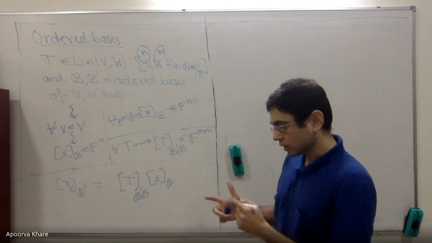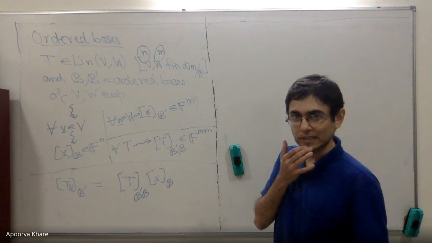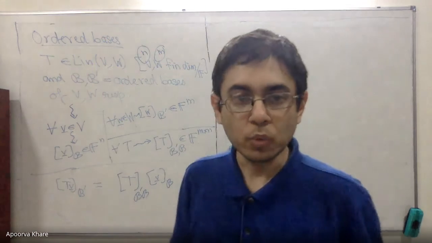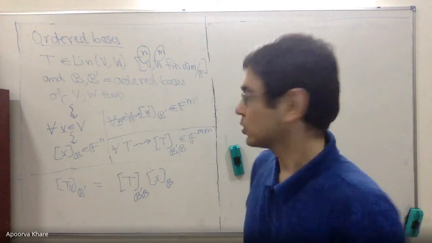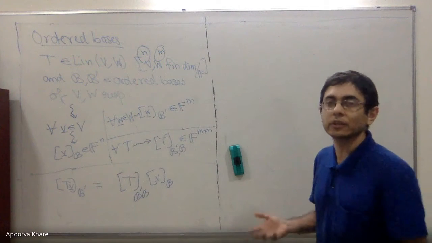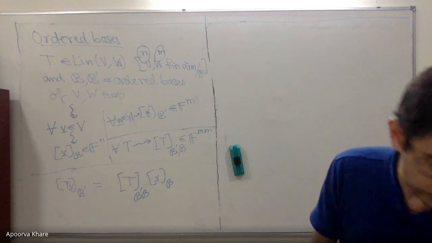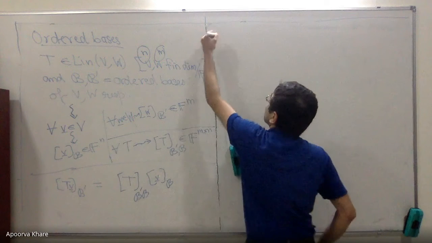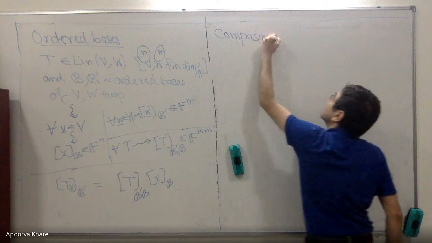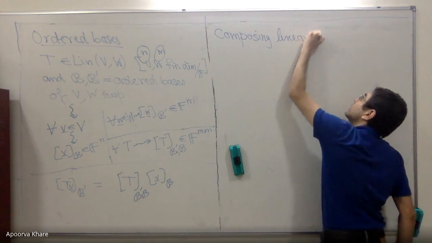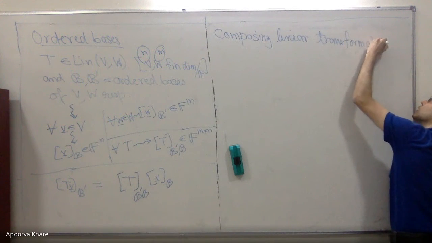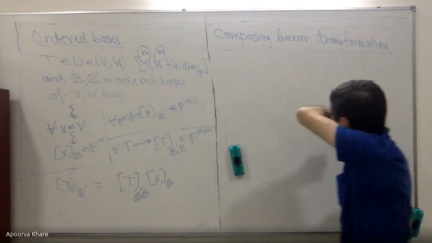Right. So now this is how you compose a matrix and a vector on which it acts. Now what I want to do is compose a matrix and another matrix, or basically two linear transformations. So that's what we are going to do. So let me write the heading: Composing linear transformations.